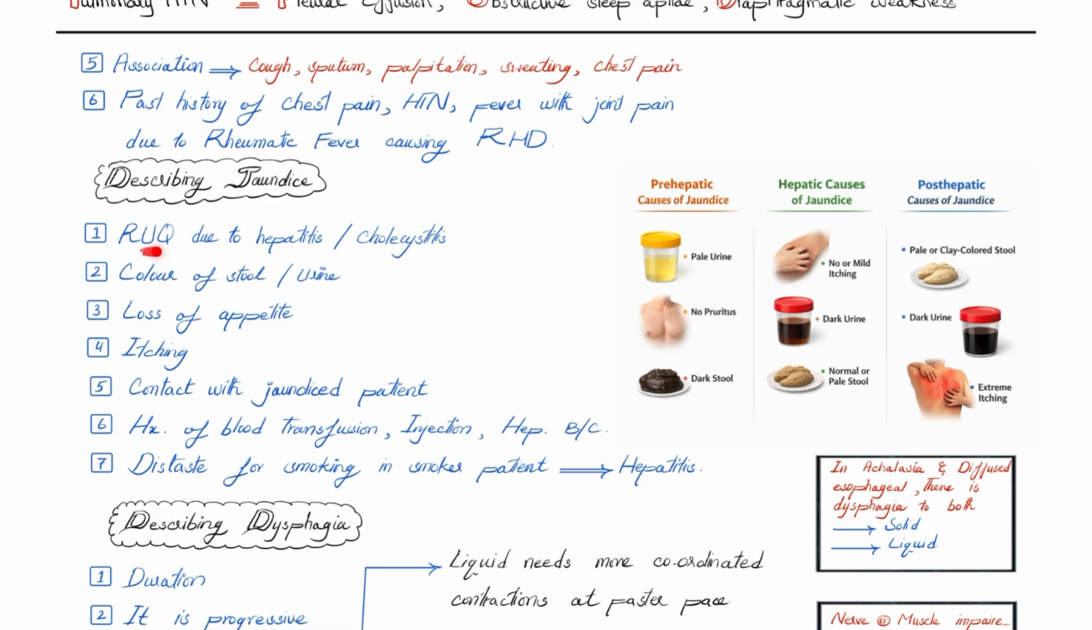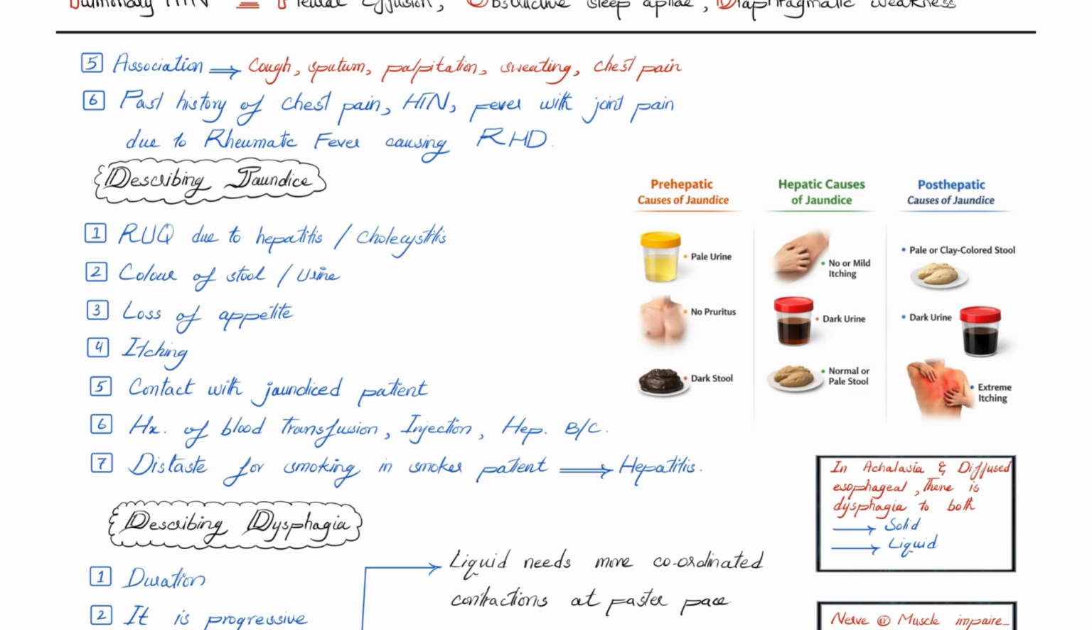Ask about right upper quadrant pain, which can occur in case of hepatitis and cholecystitis. Ask about color of stool and urine. Loss of appetite may be associated with hepatocellular carcinoma. Ask about any history of itching, any history of contact with a jaundice patient, history of blood transfusion or IV injection or hepatitis B or C, and distaste for smoking, which is very common in a smoker patient when having hepatitis.